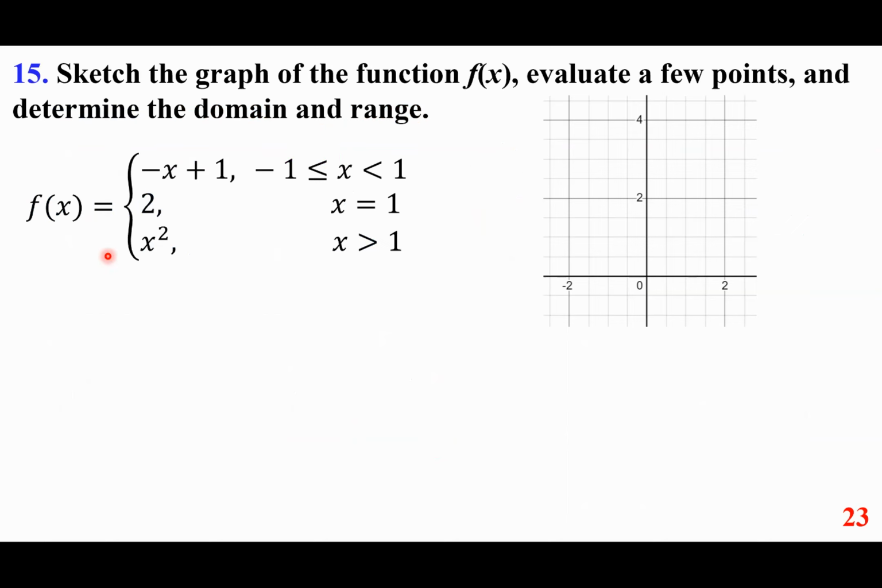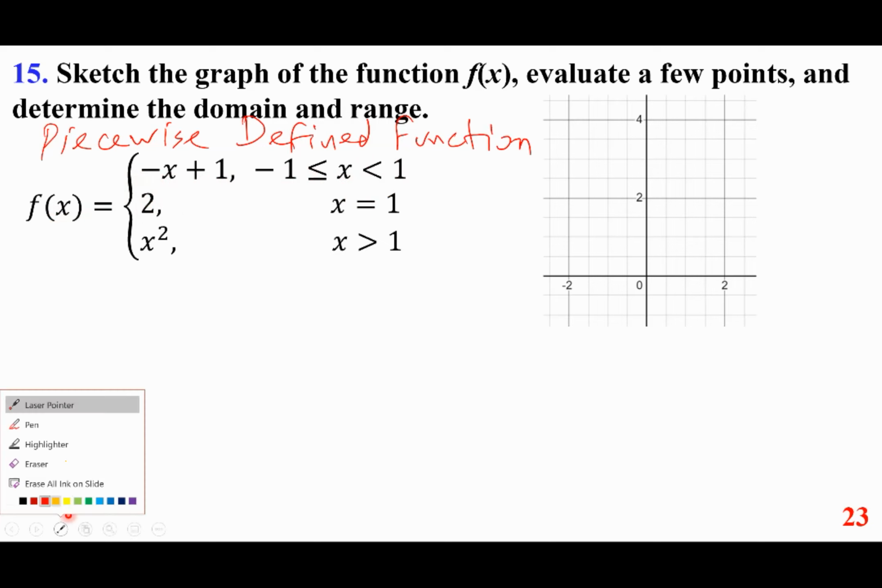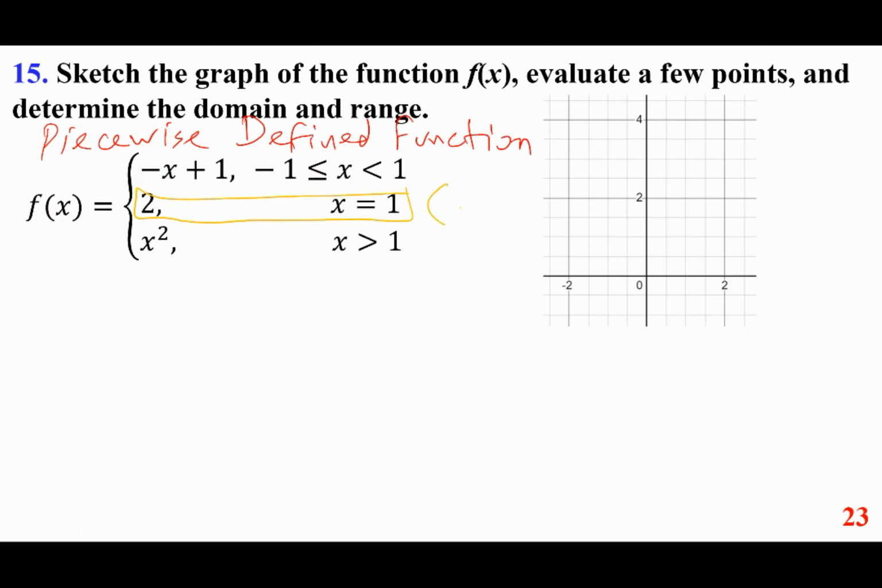Sketch the graph of this function. This is known as a piecewise defined function. And so what it says, the graph of f of x is the same as minus x plus 1 from negative 1 to 1, including negative 1 but not 1. At x equals 1, it equals 2. This really gives us, just for the sake of argument, so everybody can see, the meaning of this is the following pair: when x is 1, y is 2. That's the meaning of it. And it becomes this function, y equals x squared, when x is larger than 1.